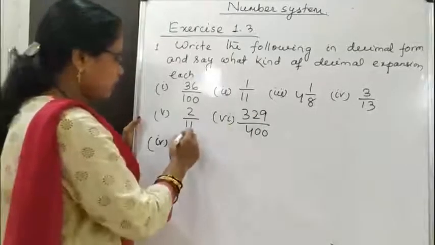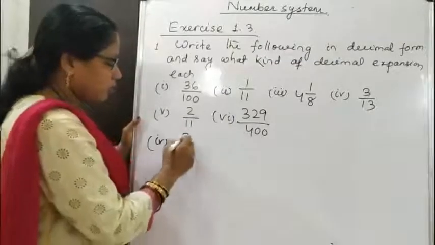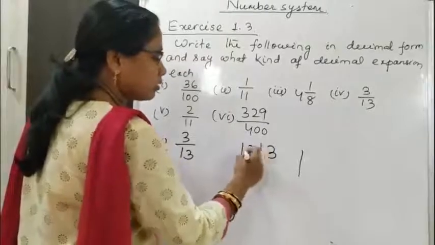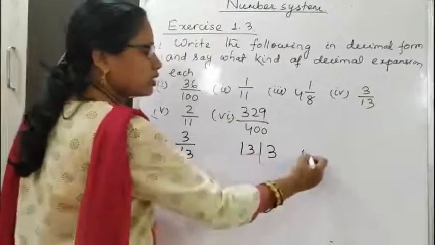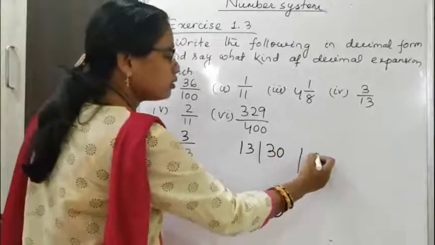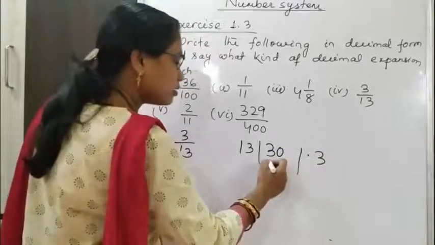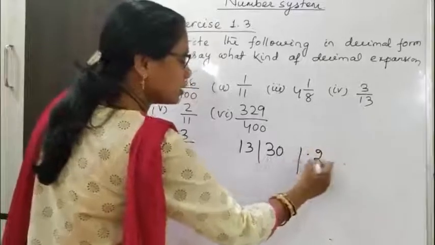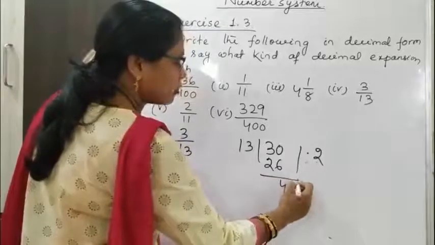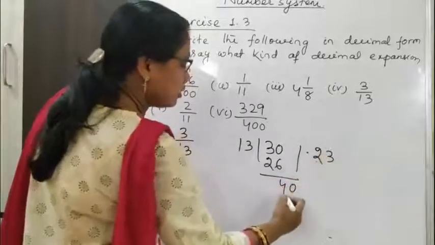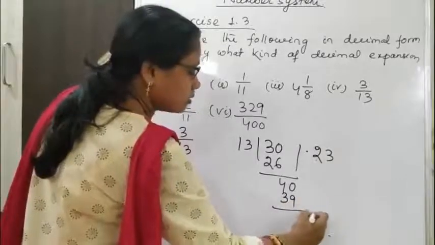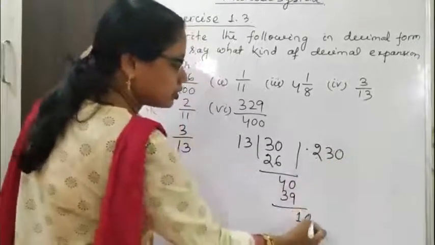The fourth one is 3 by 13. Then we have to divide 3 by 13. So here 3 is less than 13, so we will put here a decimal sign. Then 0. 13 2s are 26. Then 4, 0. Then 13 3s are 39. Then 1, 0. So again we put 0.